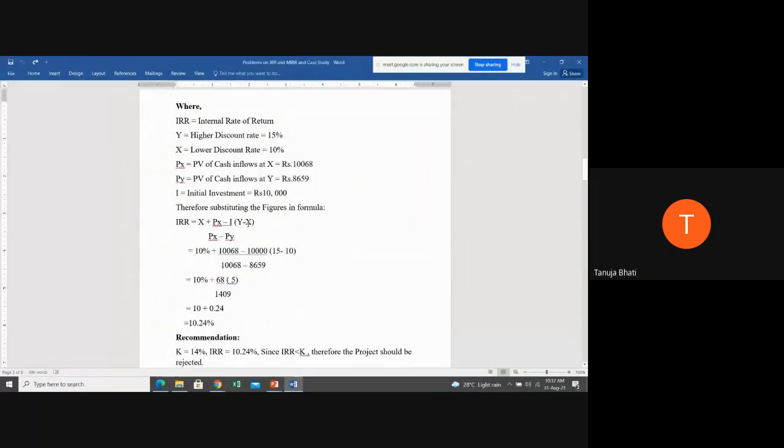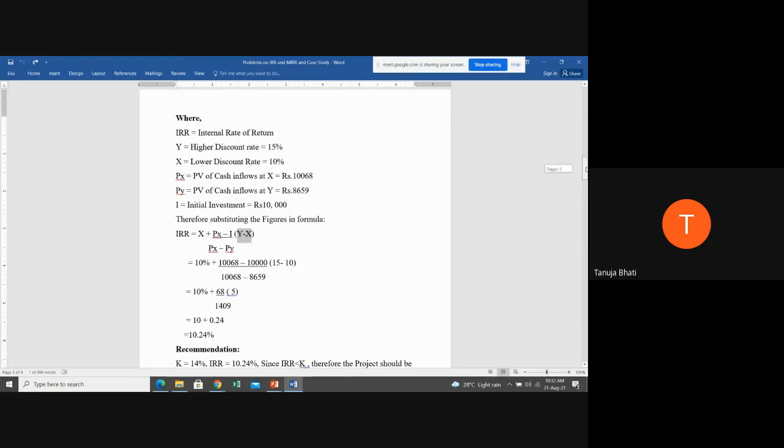What you have to do, just substitute the figures in the formula. So all the figures are substituted in the formula, and then you will get the IRR as 10.24%. Now at 10.24%, your NPV will be 0. So this is the calculation. Now how to solve this formula, you all know, right? First solve the numerator, then solve the denominator, divide the two, then multiply with this particular figure in the bracket, and then add it to X.